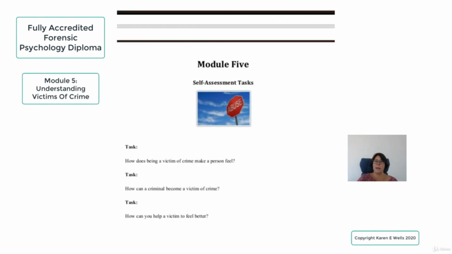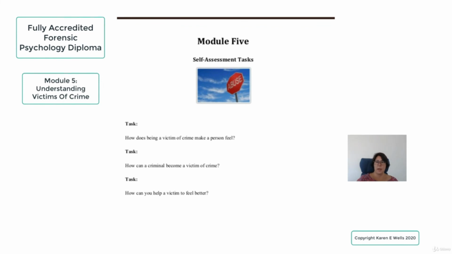So it's quite in-depth, Module 5. At the end there, you've got 3 self-assessment tasks. The first being, how does being a victim of crime make a person feel? The second being, how can a criminal become a victim of crime? And the third being, how can you, as that forensic psychologist, help a victim to feel better?